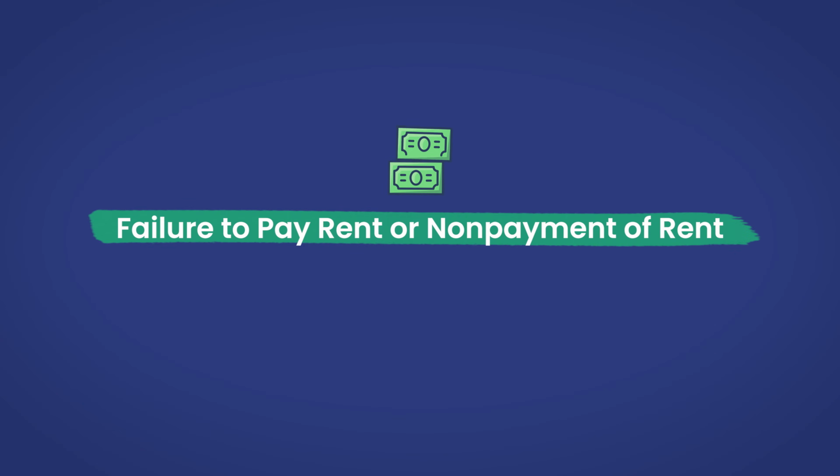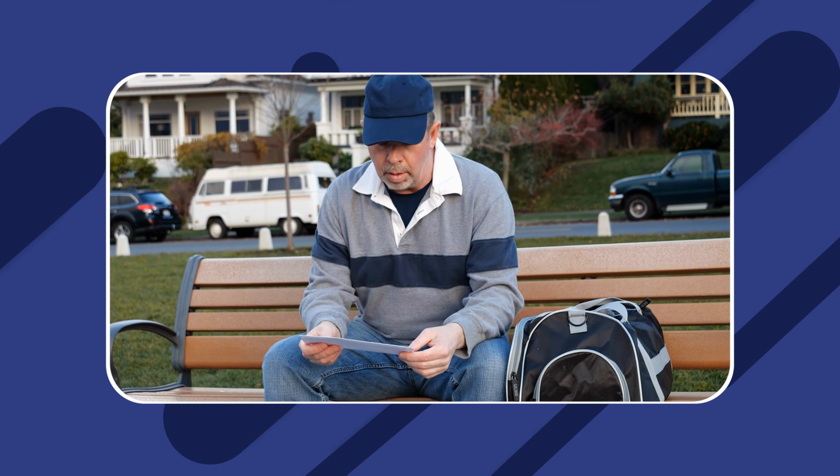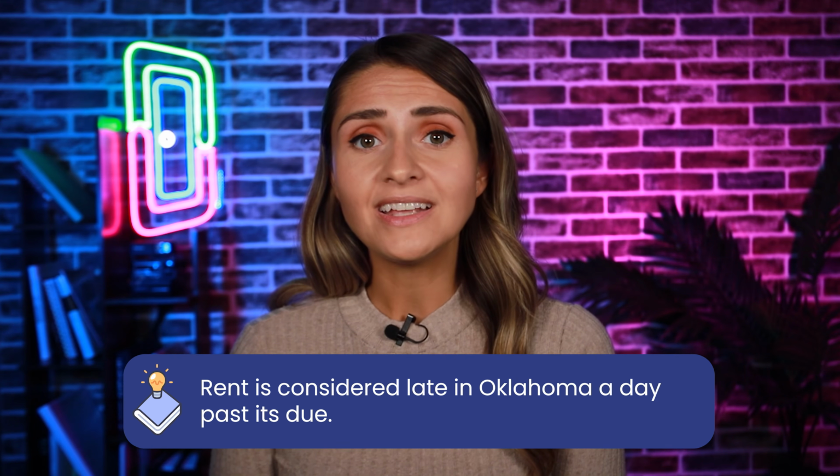Failure to pay rent or non-payment of rent. The most common reason for eviction is the failure to make a timely rent payment. A landlord may evict a tenant for failing to pay the rent due. Rent is considered late in Oklahoma a day past its due. However, a grace period that gives more time to pay rent due may be available if indicated in the lease or rental agreements.